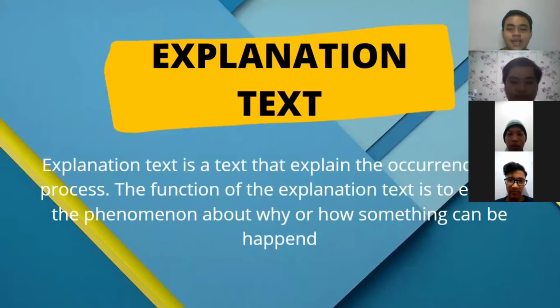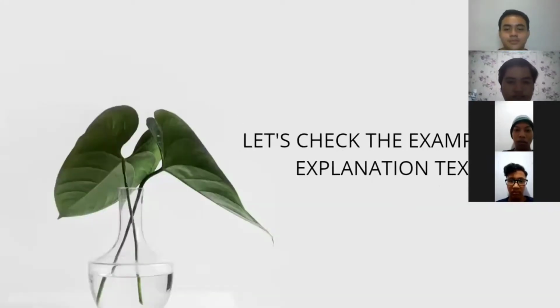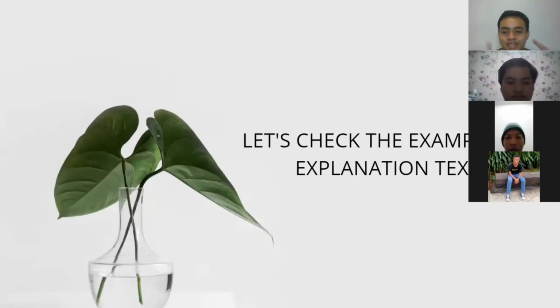Explanation text. Explanation text is a text that explains the occurrence of a process. The function of the explanation text is to explain the phenomena about why or how something can happen. Let's check the example of explanation text.